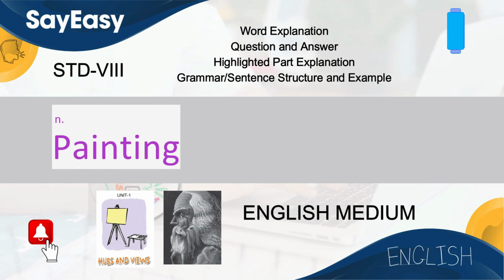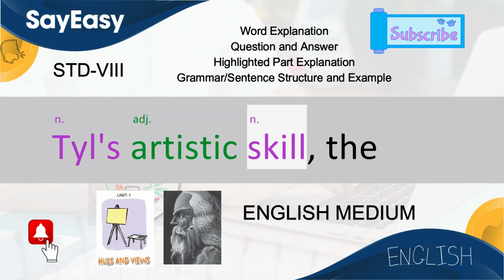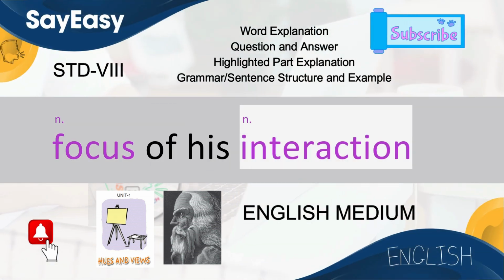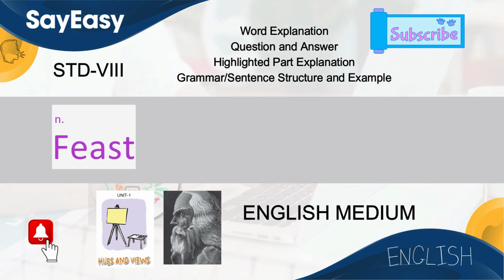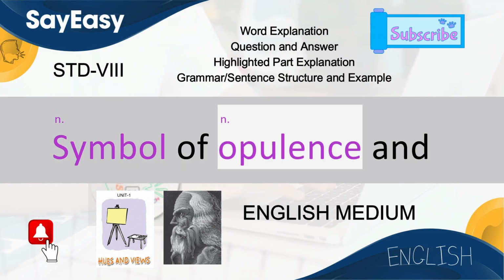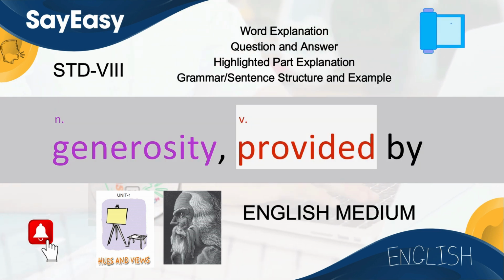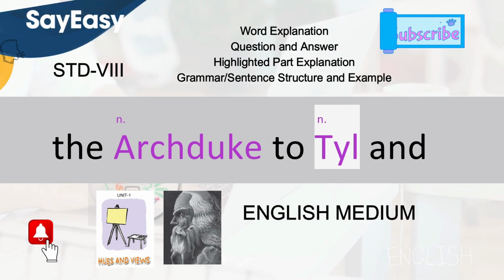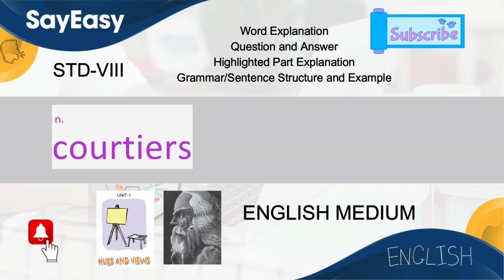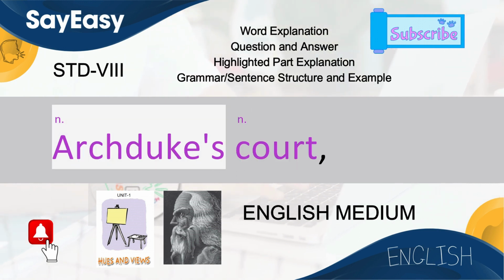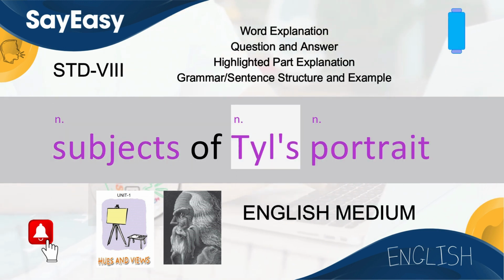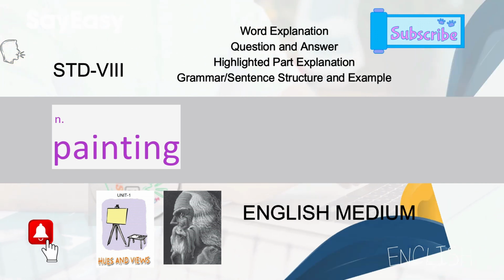Painting. Tivael's artistic skill, the focus of his interaction with the Archduke and courtiers. Feast. Symbol of opulence and generosity, provided by the Archduke to Tivael and courtiers. Courtiers. Members of the Archduke's court, subjects of Tivael's portrait painting.